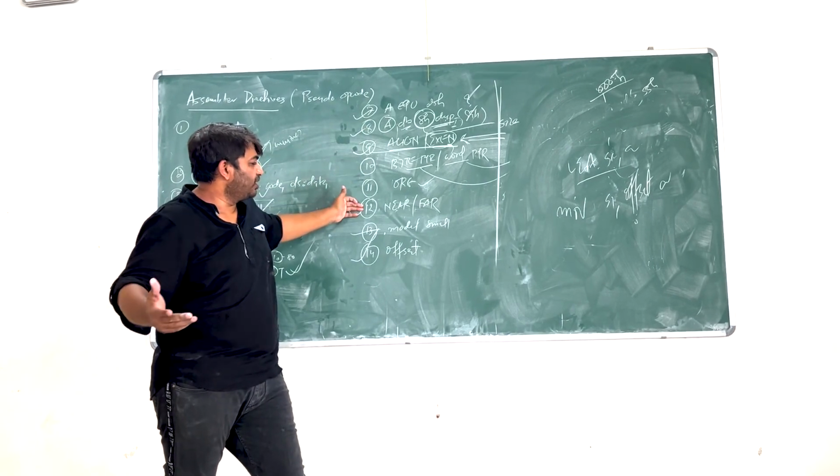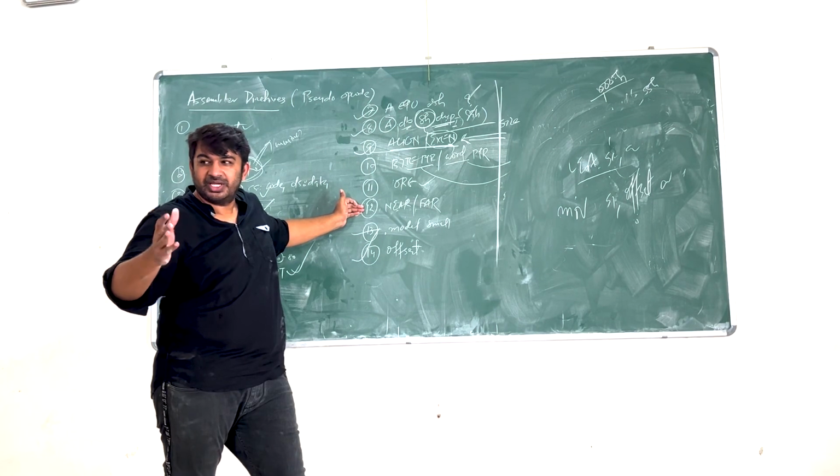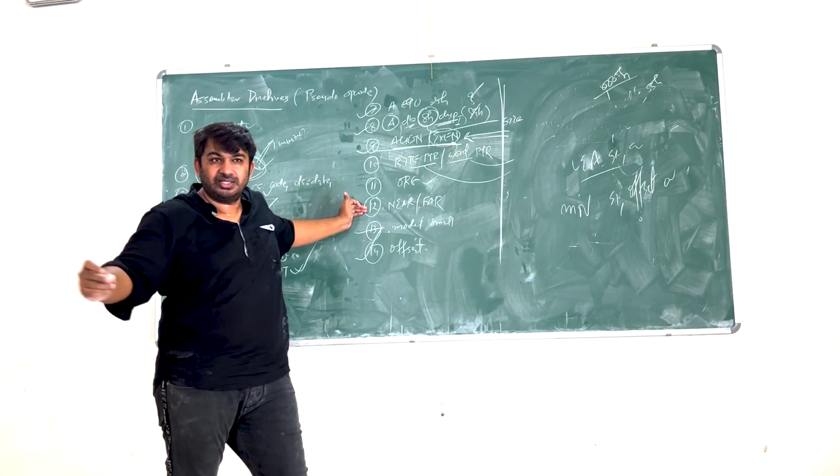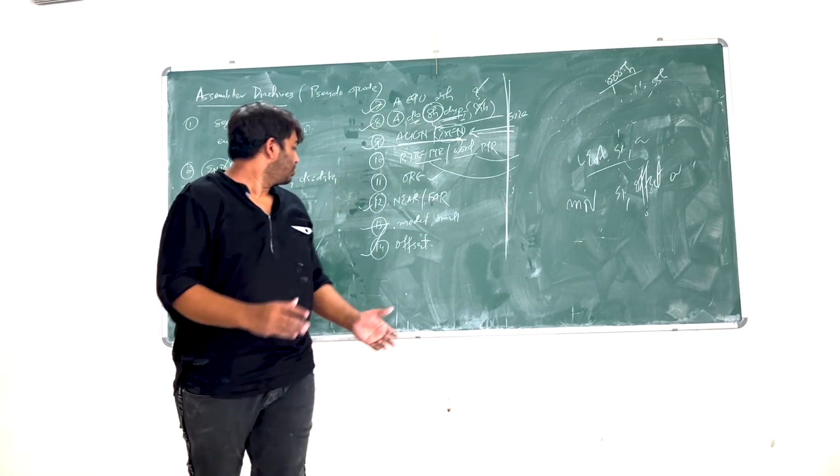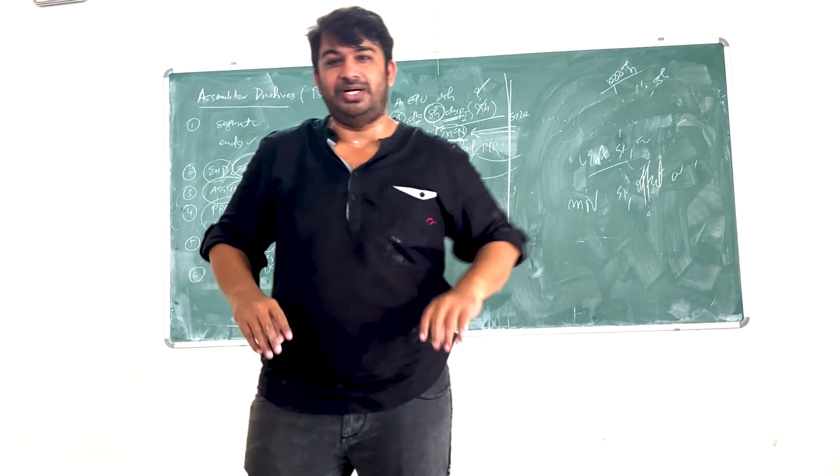ORG is origin. Near and far are used with procedures: intra-segment, inter-segment. Only IP for near, CS:IP for far. Clear? So this is it. These are your assembler directives. Okay?